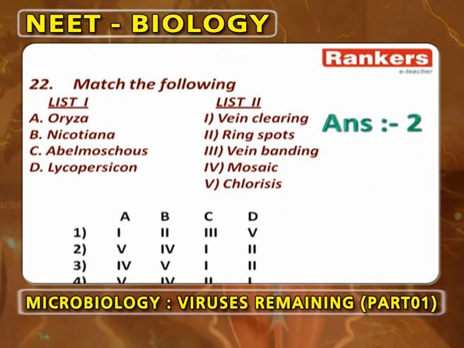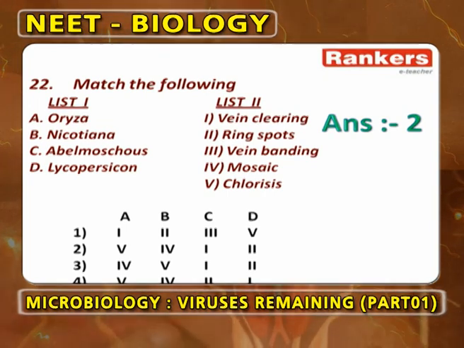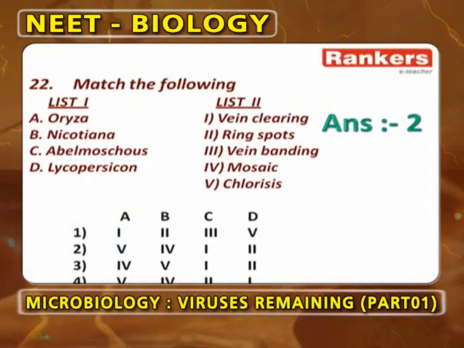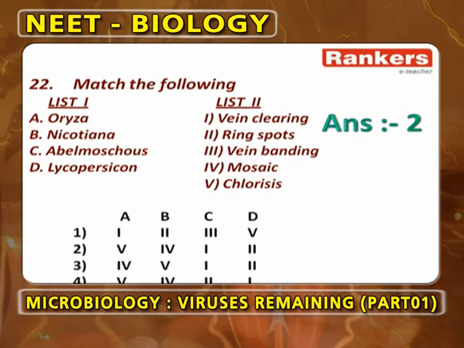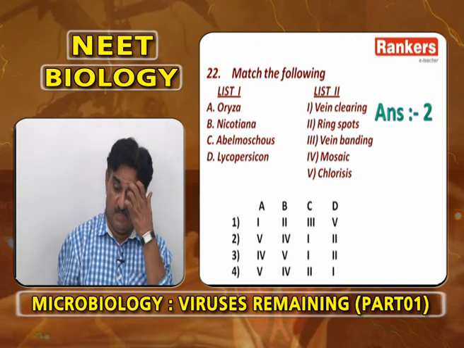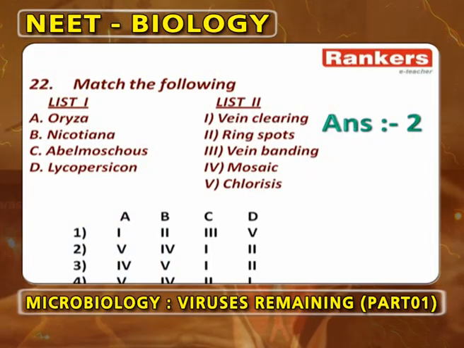Match the following: Oryza, Nicotiana, Abelmoschus, Lycopersicum. These are the diseases caused by viruses on these plants: vein clearing, ring spots, vein banding, mosaic, chlorosis. For this, the second option. Oryza is chlorosis. Nicotiana is mosaic. We all know tobacco mosaic disease. Tobacco is Nicotiana.